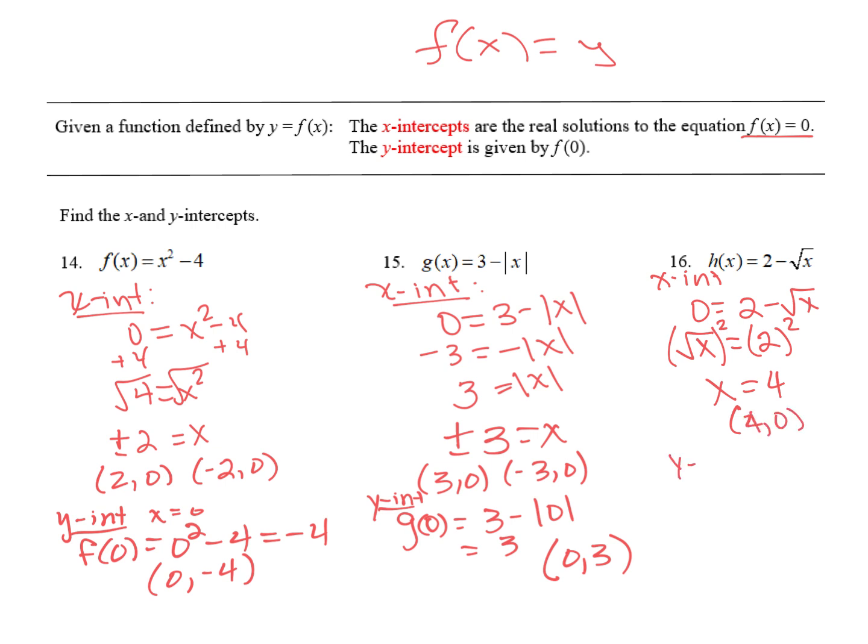To find the y-intercept, you're going to substitute in 0. So h of 0 is 2 minus the square root of 0, which is 0. So that's 2. So the y-intercept is (0, 2).